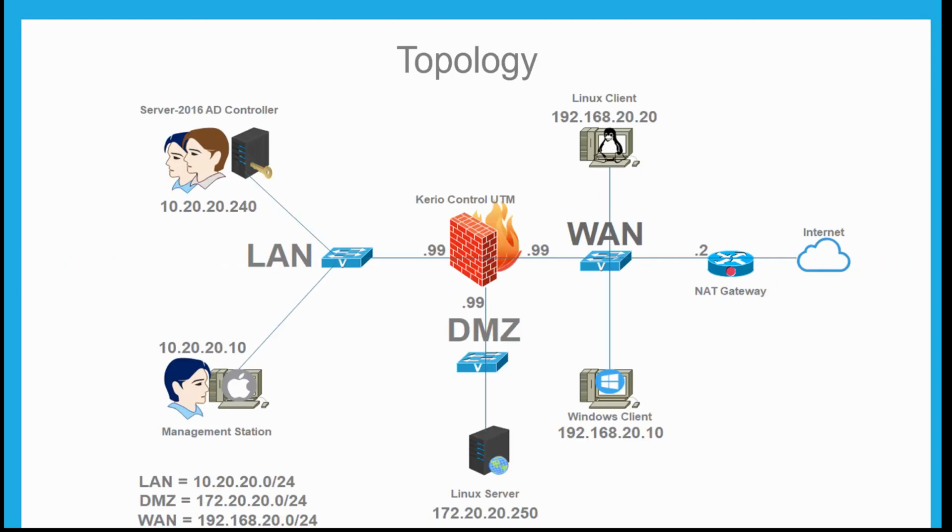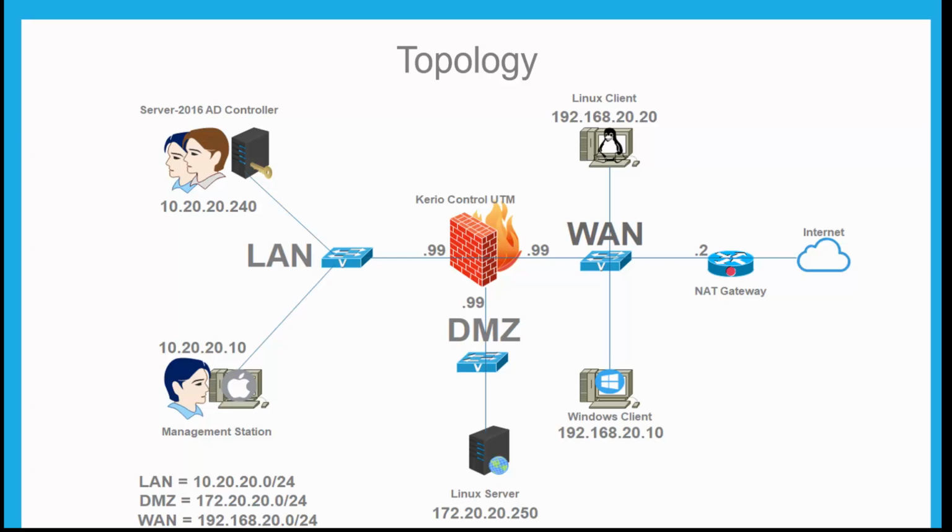Now is the time to configure IP addresses on the rest of the hosts. So far we have the management station configured to the right IP, and the firewall has one interface configured already, which is in the local area network. The other two interfaces, which are in the wide area network and the DMZ, are not yet configured.